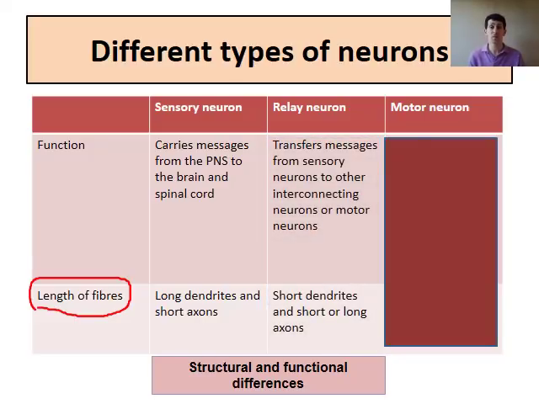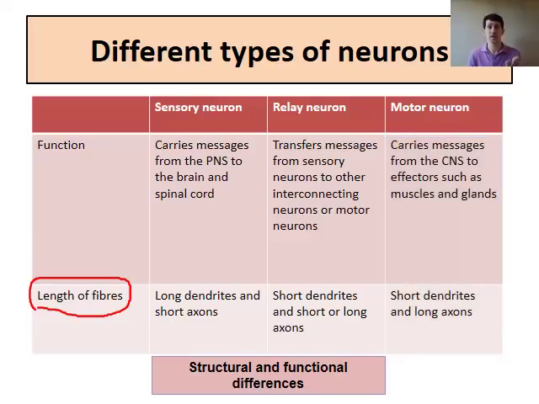Relay neurons, okay, remember they're important for transferring messages from the sensory neurons to the motor neurons. That's their job. They transfer the message from the sensory neuron which arrives, pass it on to the motor neuron. Relay neurons have short dendrites and short or long axons.